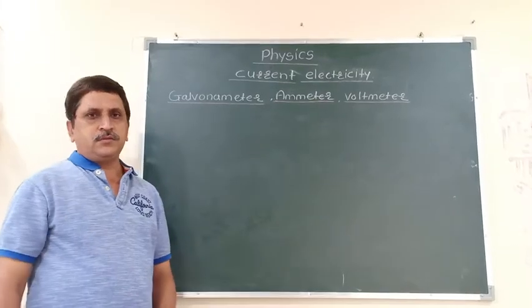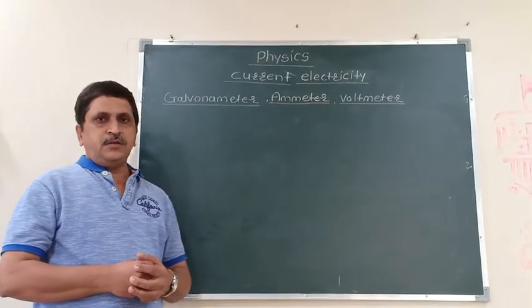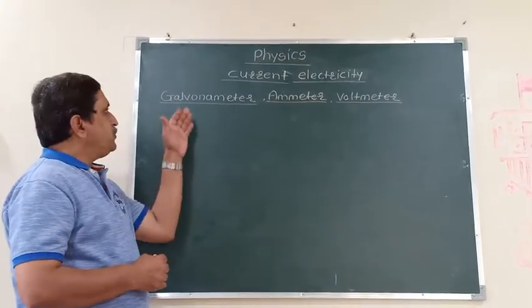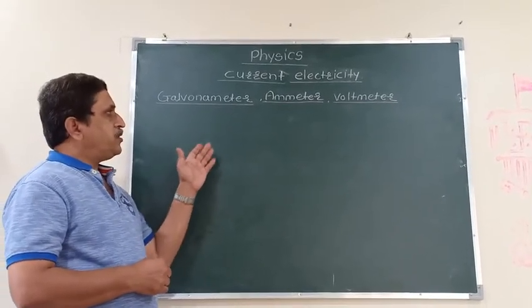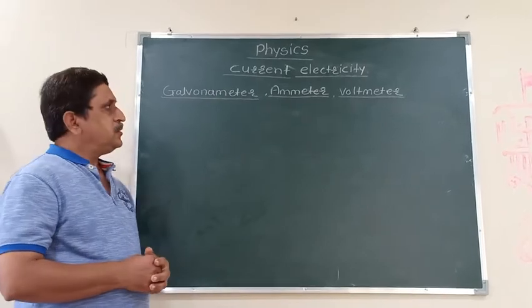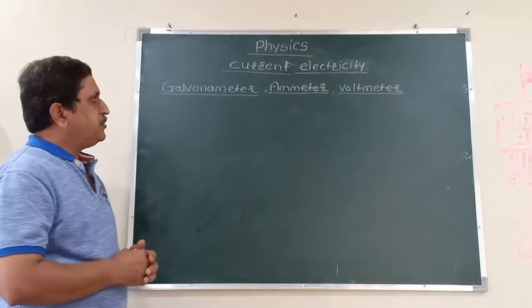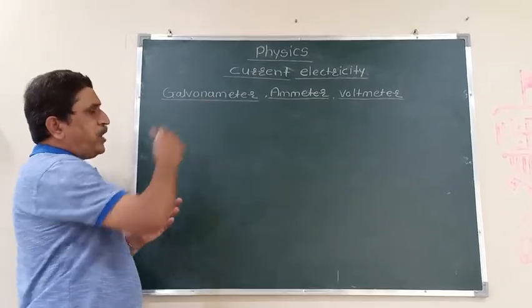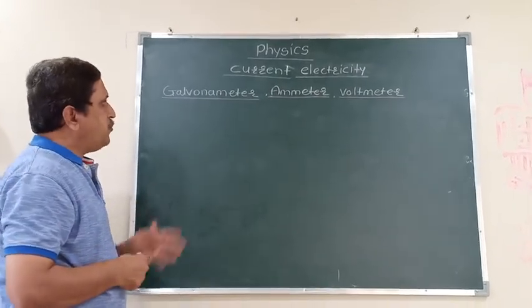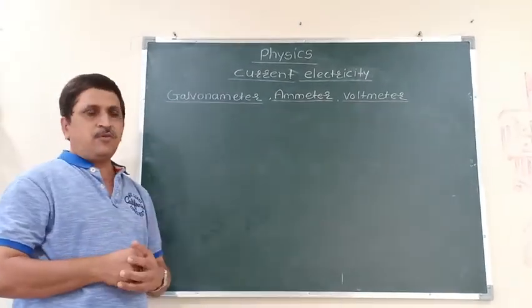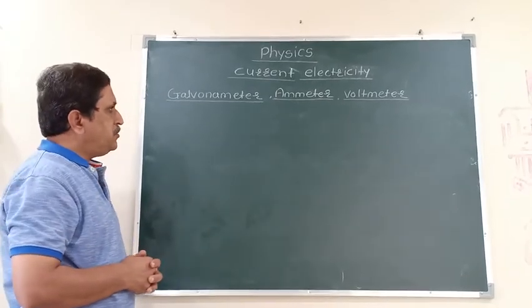Good morning, students. In the previous lecture, we have seen for what purpose we can use galvanometer, then how we can convert galvanometer into ammeter and voltmeter. In the previous period, we have seen how we can convert galvanometer into ammeter in simplest form. Today we will see how we can convert galvanometer into ammeter and its derivation for that.